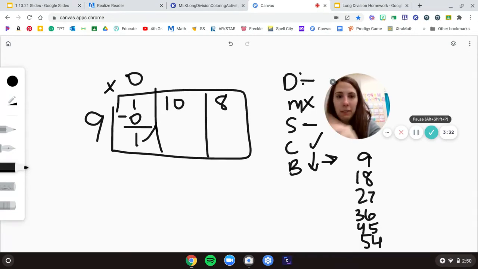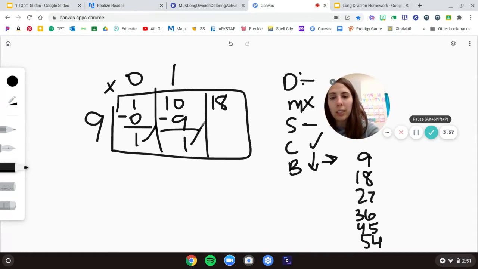Now I'm thinking 10 divided by 9. I restart my does McDonald's sell cheeseburgers? Well, the closest I can get without going over is 9. So that was just 1 time. Now I multiply. 1 times 9 is 9. I subtract. 10 minus 9, I get 1. 1 times 9 is 9. 10 minus 9 is 1.